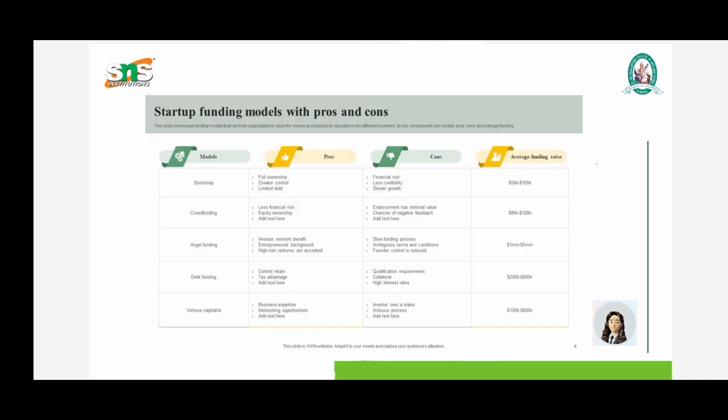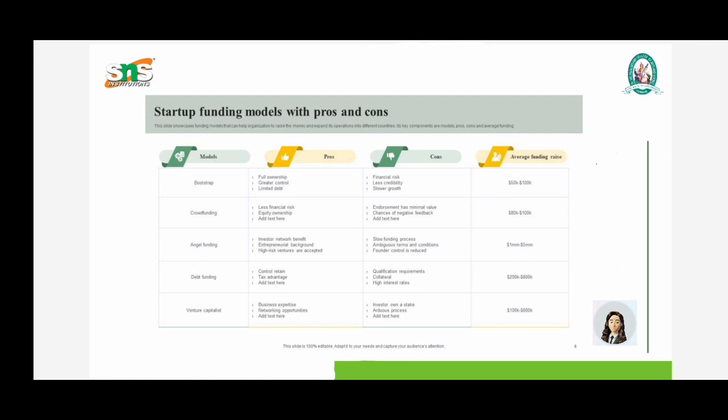The first one, bootstrap: full ownership, greater control, limited debt. Under cons: financial risk, less credibility, slower growth. Crowdfunding: less financial risk, equity ownership. Here, disadvantages: endorsement has minimal value, chance of negative feedback.